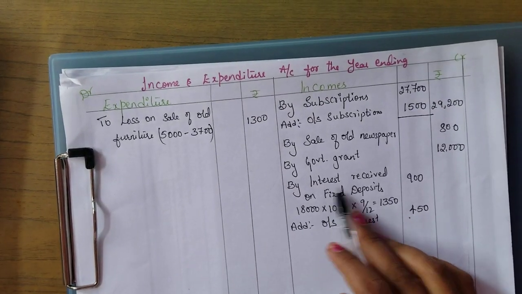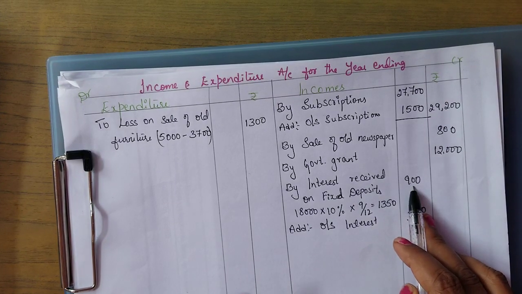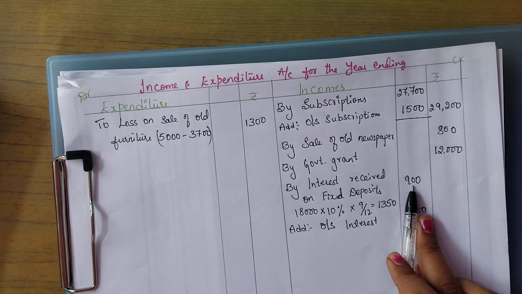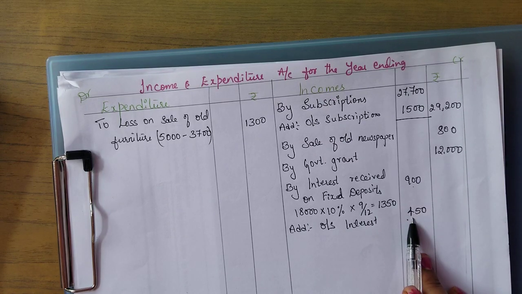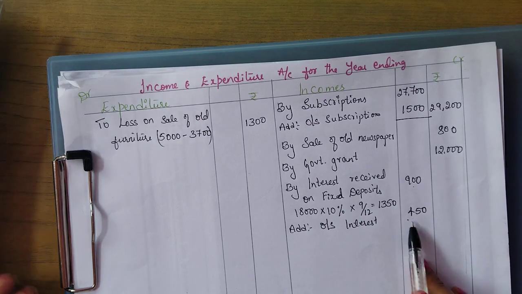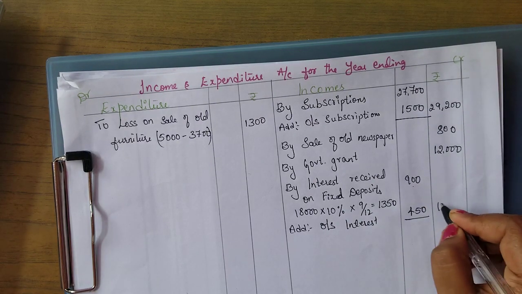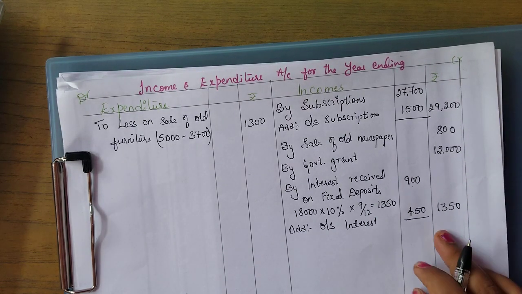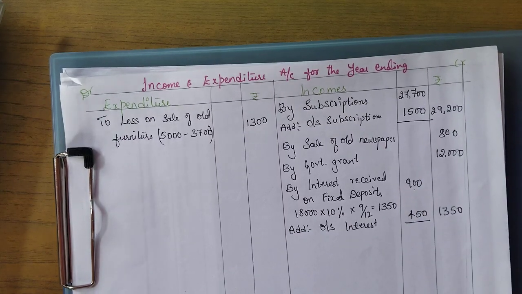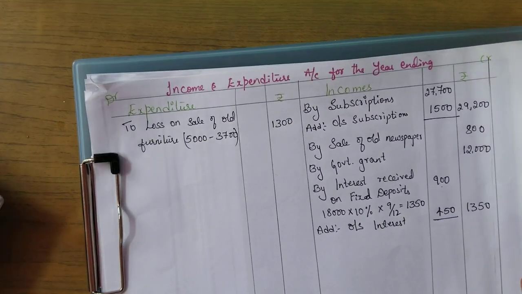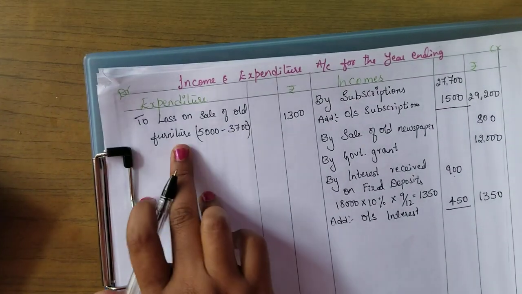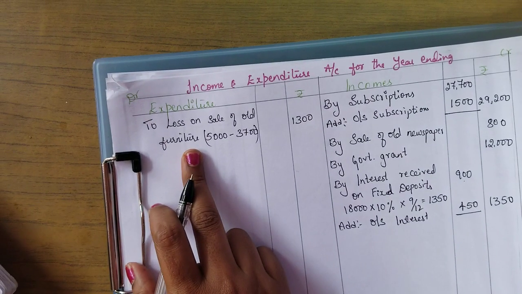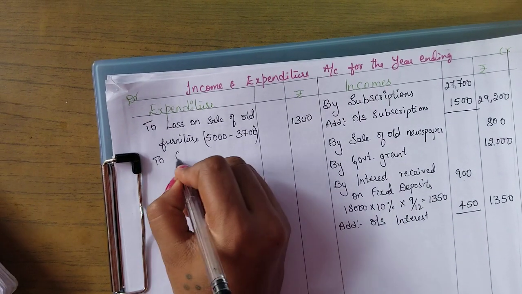So the interest they have received is 900, but the actual interest they should receive is 1,350. They have received 900, and the remaining 450 is the amount they have yet to receive. Added together it will be 1,350. These are the incomes. Now going on to the expenditure. As already written, the loss on sale of old asset. Next we have general expense.